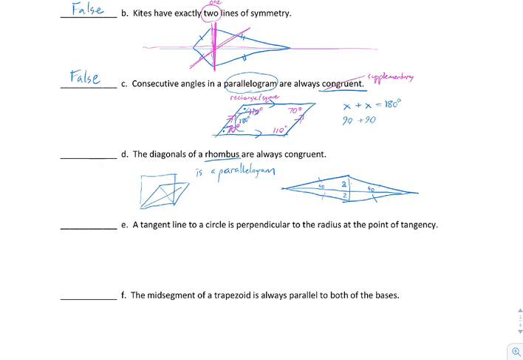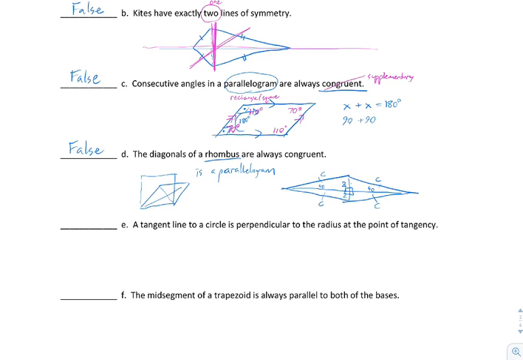I could use the Pythagorean Theorem to find out C here, and 2 and 40 would give me the same 2 and 40 over here, the same 2 and 40 over here. So with the Pythagorean Theorem, all those lengths would be the same. So that is a rhombus. And the diagonals are definitely not congruent. It's 80 versus 4 long, so definitely not congruent. So this is false.